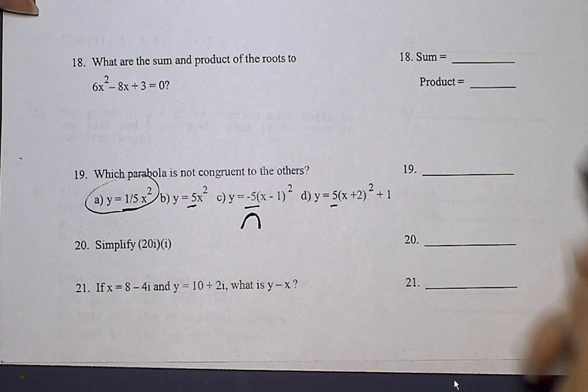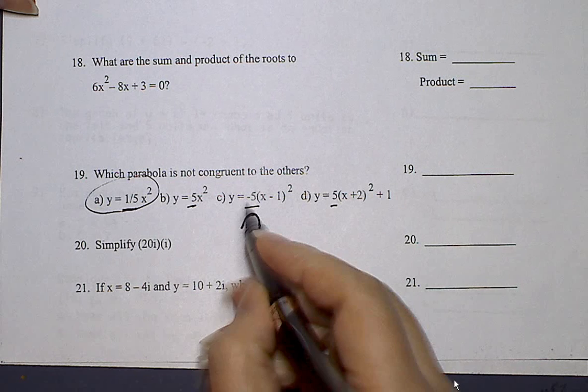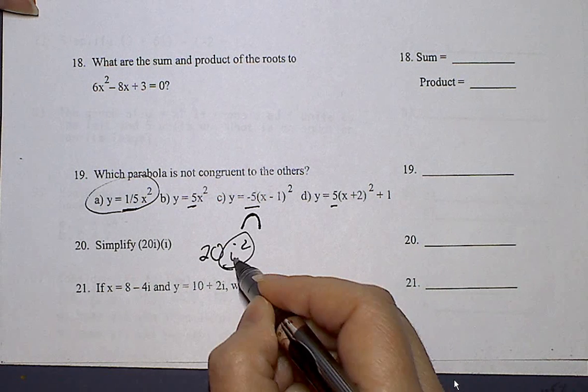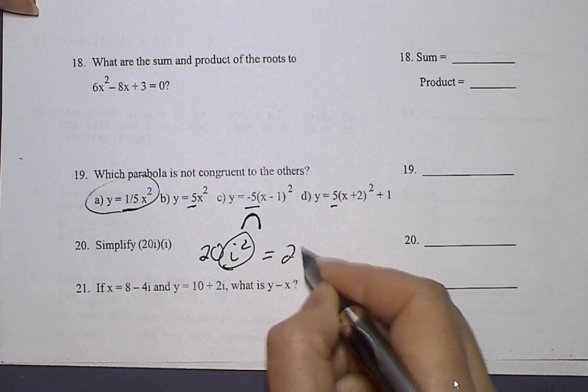20i times i is 20i squared. i squared is a negative 1, so you have 20 times a negative 1, so that equals negative 20.